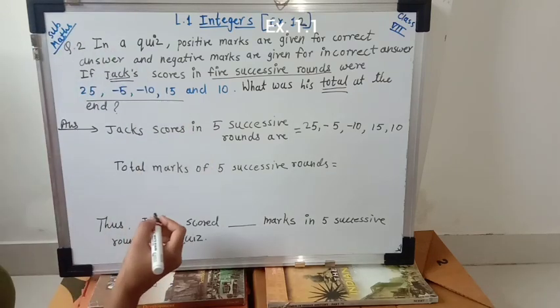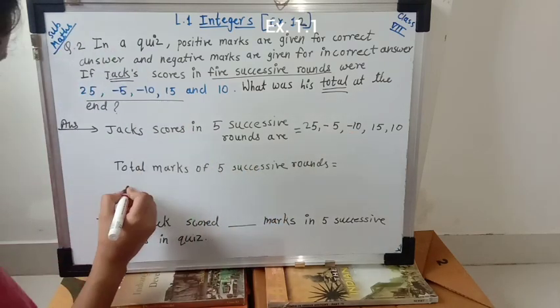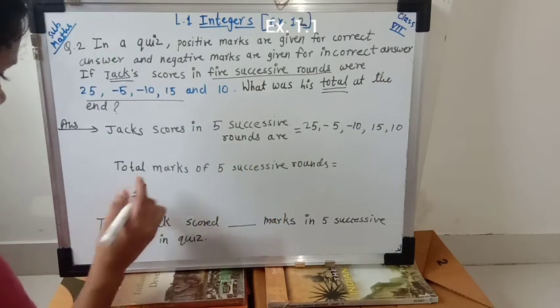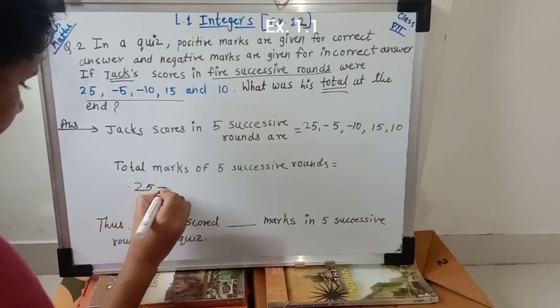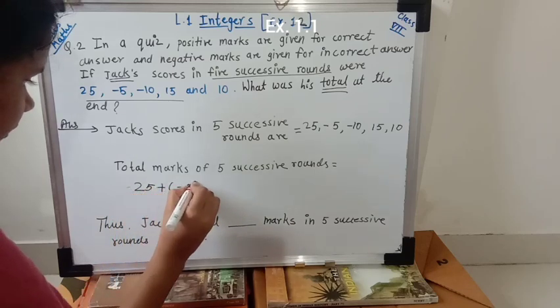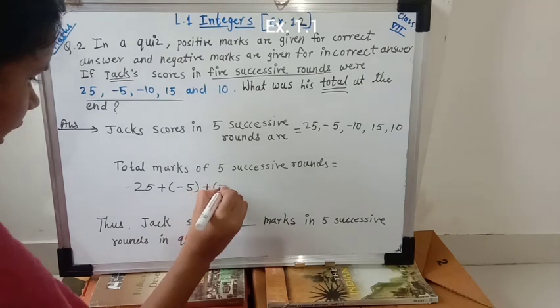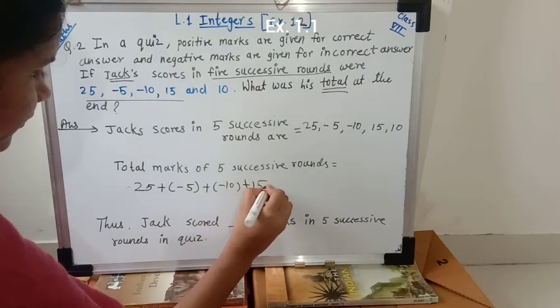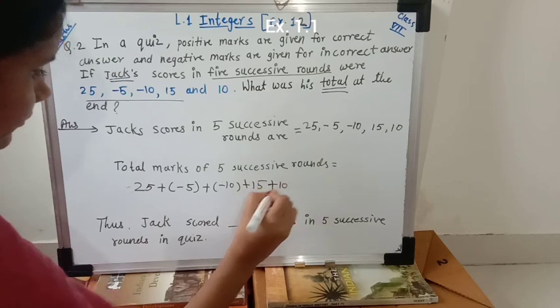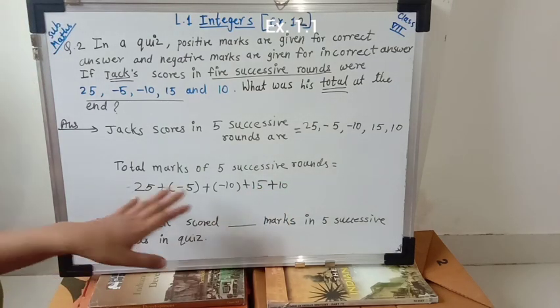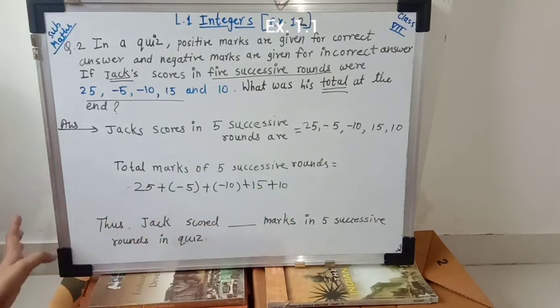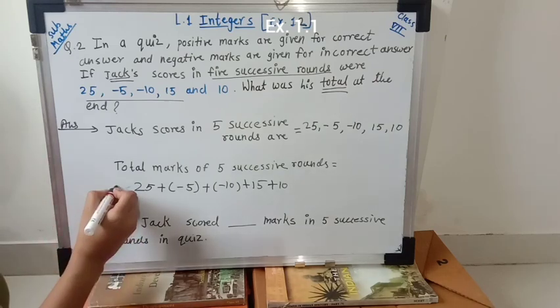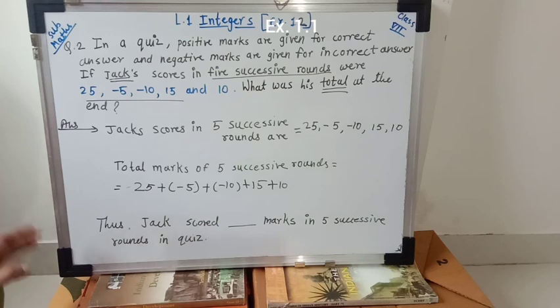Okay, so let's do the addition of all these marks. 25 plus minus 5 plus minus 10 plus 15 plus 10. Okay, now students, here some positive marks are there, some negative marks are there. Here again we have to see the sign. It is very important to see the sign correctly.